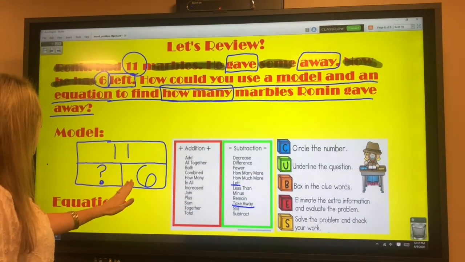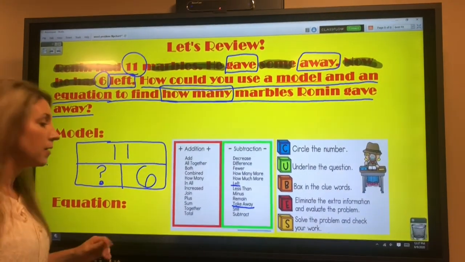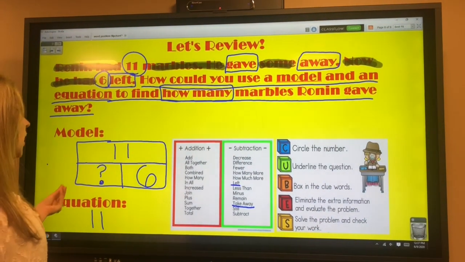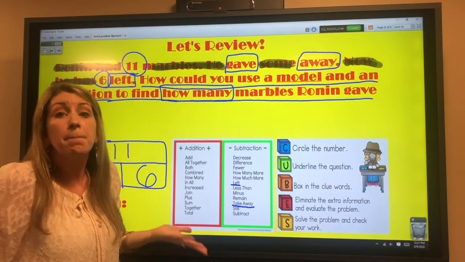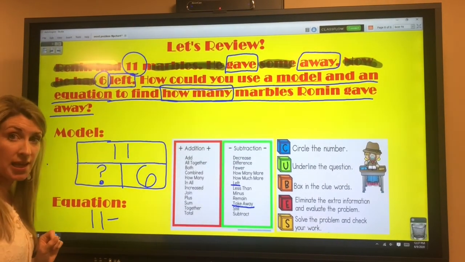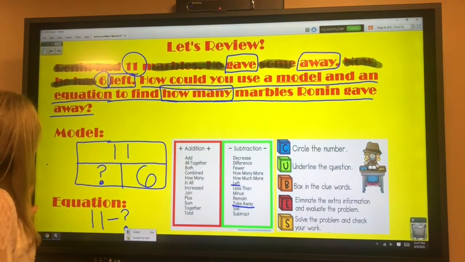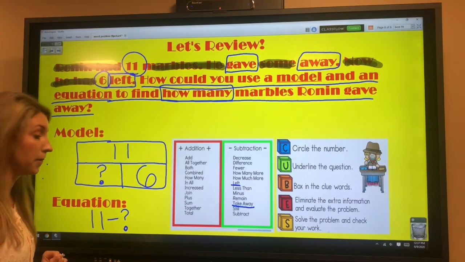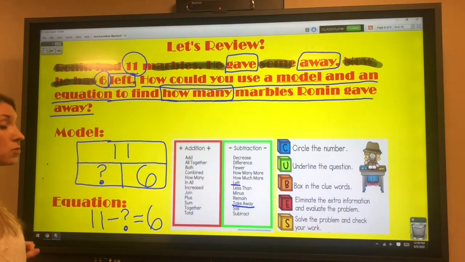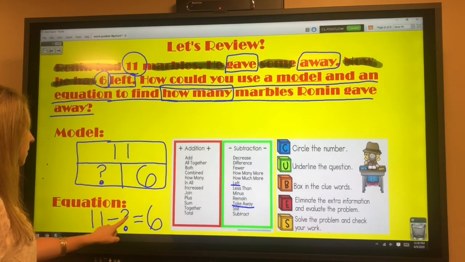Let's take this information and write an equation with this. What did Ronan start with? Good. He started with 11. It says in the second sentence, he gave some away, but we don't know what he gave away. So we're going to subtract to show that he gave away, and we're going to put a question mark because we don't know what he gave away yet. That is what we're solving for. And now he has 6 marbles left. So 11 minus something equals 6.